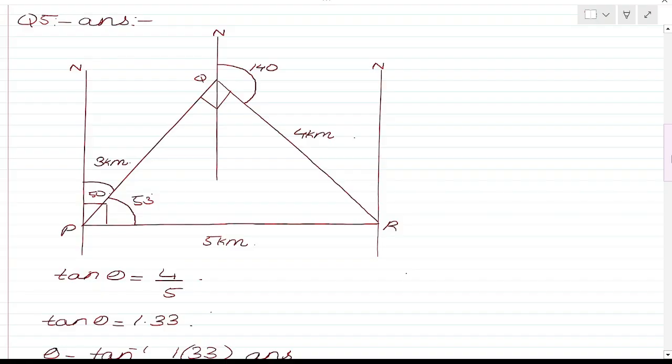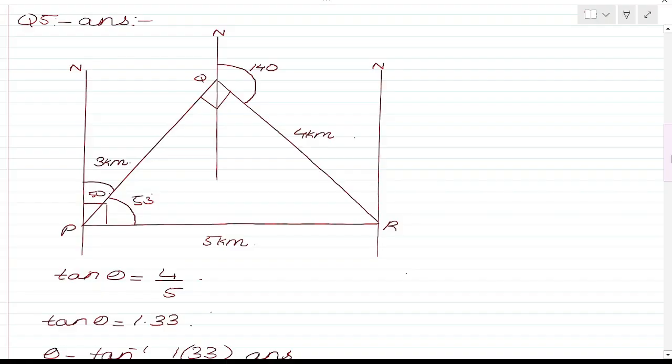After that, we know that on a perpendicular, the angle is always 90 degrees, but we will measure an angle of 50 degrees from our protractor. After measuring that, we know that the distance from P to Q is 3 kilometers. So from P to Q, we will draw a line which is 3 centimeters or whatever you like.